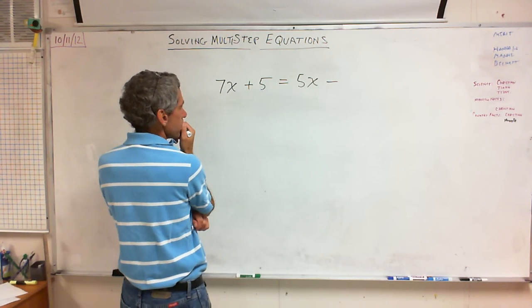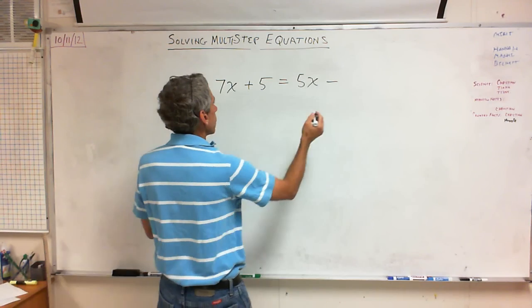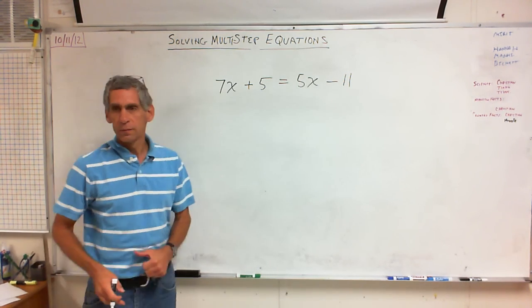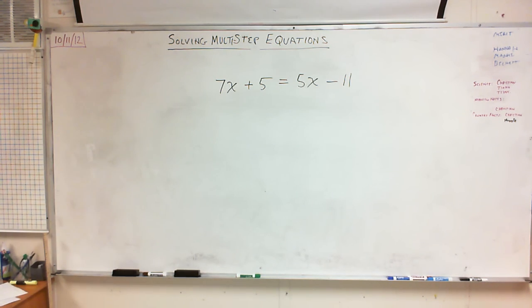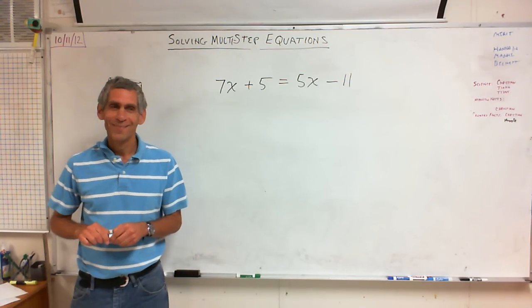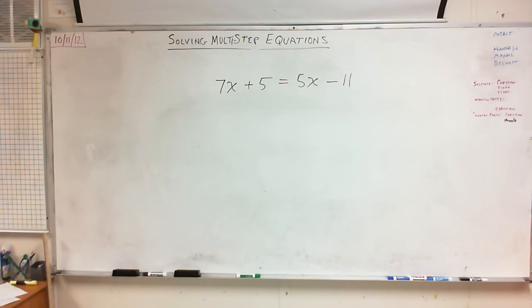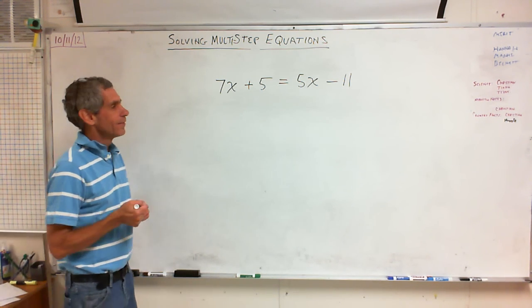minus 11. Let me think. I'll do 11. That's fine. Minus 11. There you go. Go for it. I don't mean to hurry you, but that's already 5 seconds. Just kidding. What is it? So this just becomes.